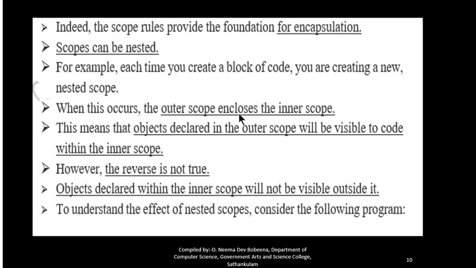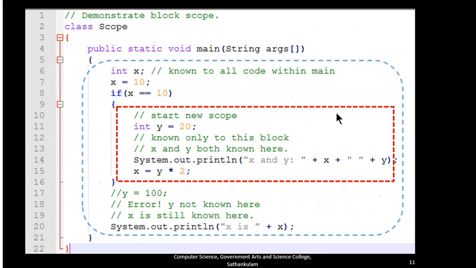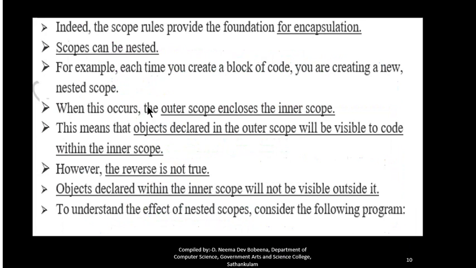The outer scope encloses the inner scope. So this is the outer scope and this is the inner scope. That is, the inner scope is within the outer scope. That means the objects declared in the outer scope will be visible to the code within the inner scope. That is, the variables declared in the outer scope will be visible within the inner scope.